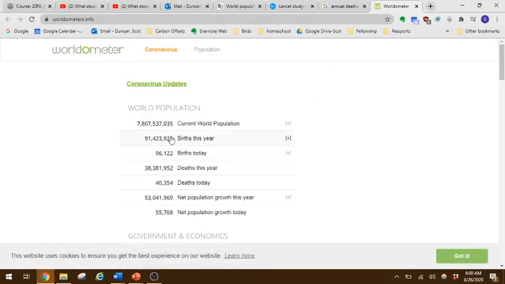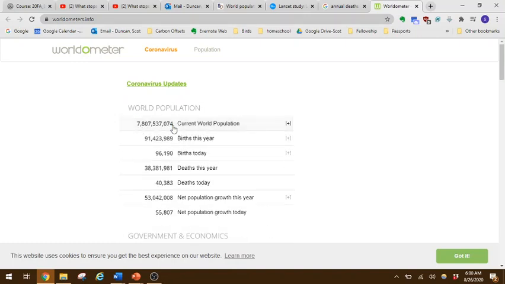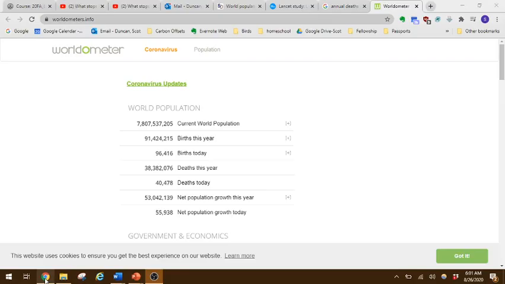Okay, this is a website that compiles data on the world's population, and you'll see that the world's current population as of this very moment is about 7.8 billion. Let me see if I can capture that. No, I'm failing. Let me pause and rewind here. Okay, so I got things figured out now.